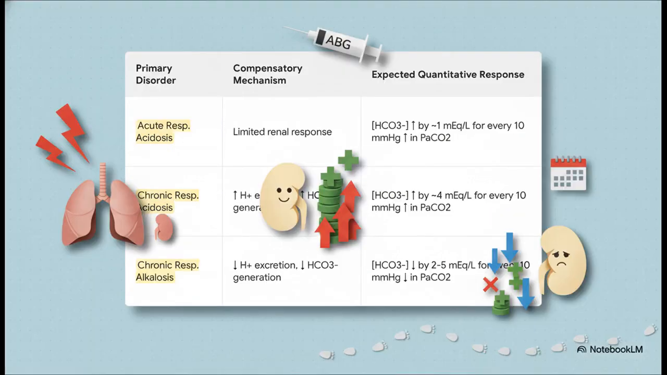And this table just brilliantly illustrates the huge difference between acute and chronic respiratory problems. In an acute situation, say sudden respiratory depression, the kidneys have absolutely no time to respond, and you'll see the bicarbonate level barely budge. But give it 3 to 5 days, and the kidneys mount this powerful response, significantly cranking up bicarbonate to buffer that chronic acidosis. This distinction is absolutely vital when you're interpreting an ABG in a patient with something like chronic lung disease.